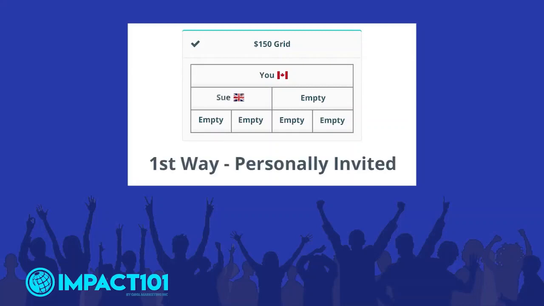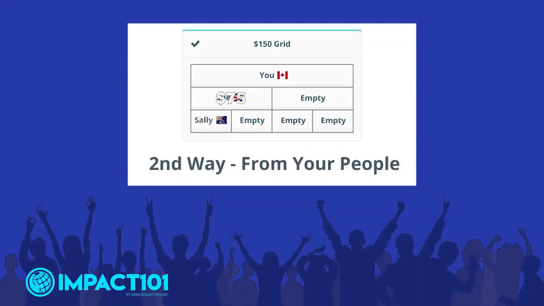First way, you share the information with Sue using our powerful landing page. She wants to receive donations from all over the world too. She joins, she fills a spot in your grid, and she makes a $75 donation to you. Second way, Sue shares her landing page with Sally. Sally falls into your grid and makes a $75 donation to you.